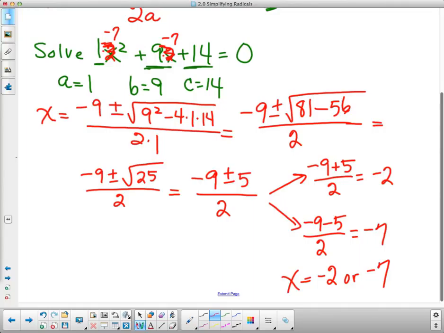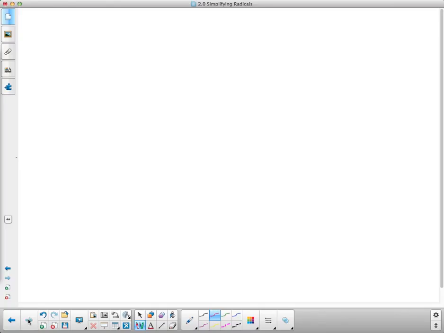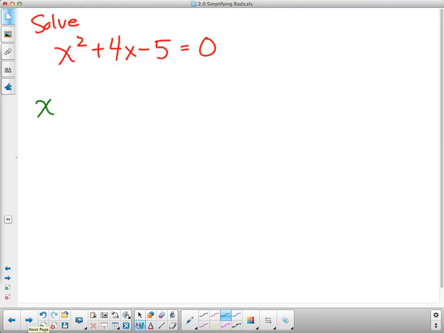All right, let's try another one. Your equation to start with, x squared plus 4x minus 5 equals 0. X squared plus 4x minus 5 equals 0. I want you to solve. Tell me what x would have to equal. It's a quadratic equation. Put it in the quadratic formula.